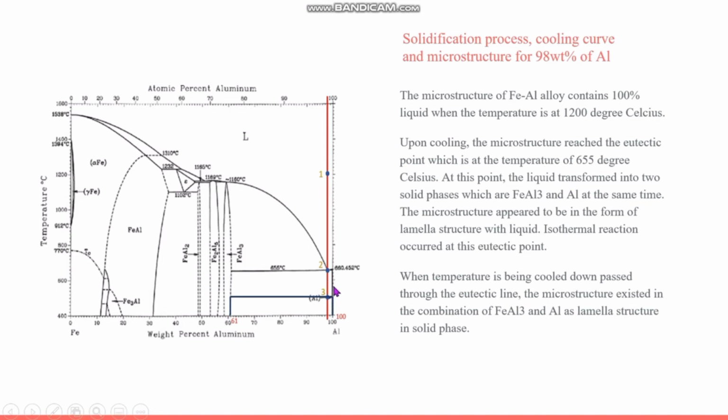When it cools down to point 3, where the temperature is 500 degrees Celsius, the microstructure is a combination of FeAl3 and Al as a laminar structure, and at this point, it will transform into 100% solid phase.